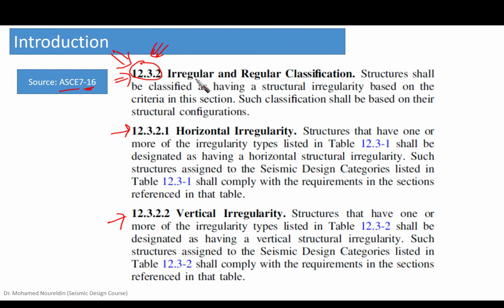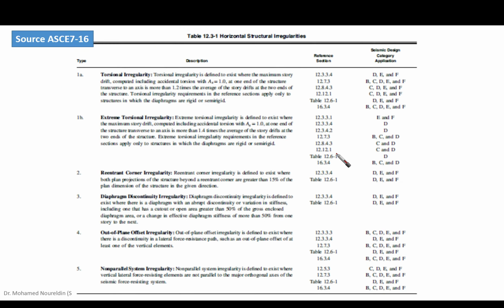In the irregular and regular classification, as we said, structures shall be classified as having a structural irregularity based on the criteria in this section. Such classification shall be based on their structural configuration, as we are going to see. For the first type, horizontal irregularity, structures that have one or more of the irregularity types listed in Table 12.3-1, which I'm going to show you here.